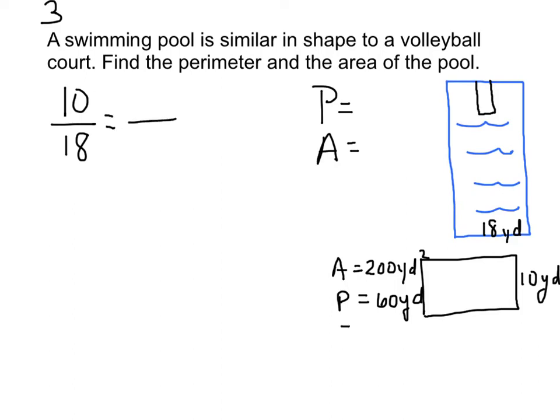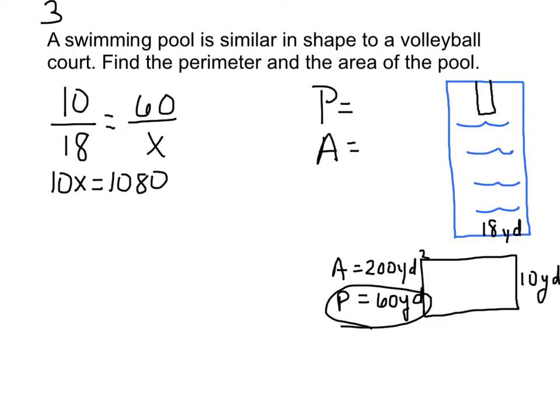So here's what we know. The perimeter of the volleyball court is 60. So we have to go up here and look at which one of these sides is part of the volleyball court. Well, it's 10. So I'm going to do 60 over x. If I cross multiply, that's going to give me 10x equals 1080. I divide both sides by 10. x is going to equal 108. Now that would give me a perimeter of 108 yards for the pool.